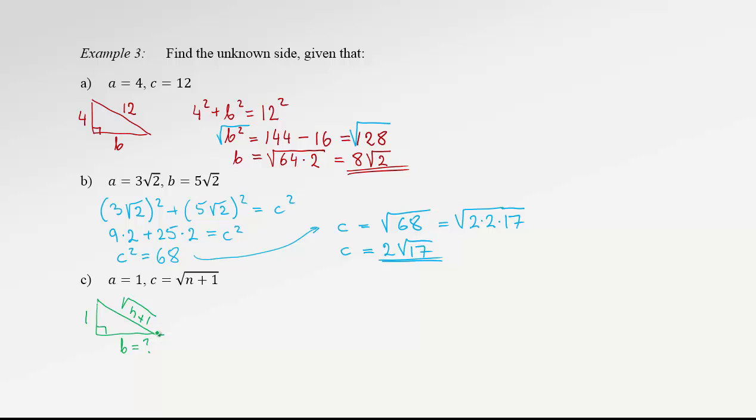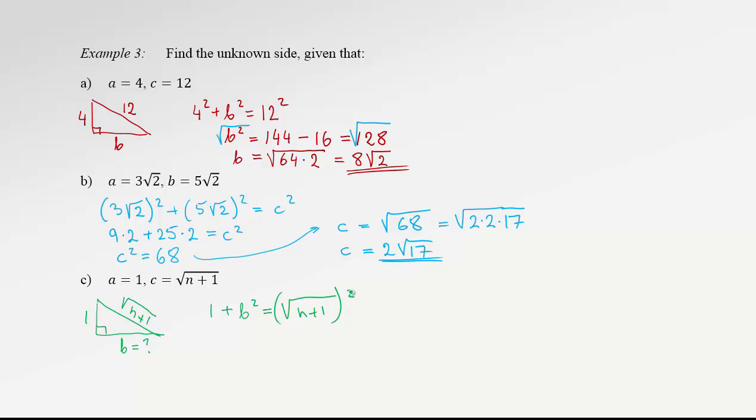So we can figure out the length of B in terms of n. Again, using the Pythagorean equation, we start with adding the squares of the shorter sides. So it's 1 squared, which is 1, plus B squared, which we don't know, equals C squared, which is root of n plus 1, bracket, squared.